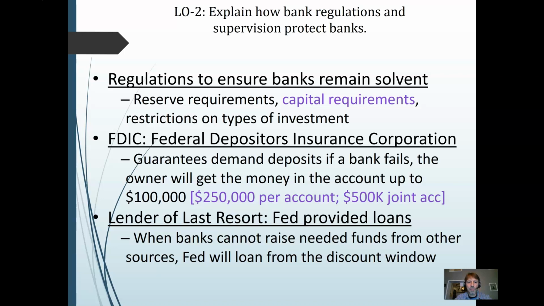Corporations often have much more money than that. And then the Fed, that's the Federal Reserve for short, is what's known as the lender of last resort. When banks can't raise the money and funds that they need from other sources, then the Fed will loan them money.